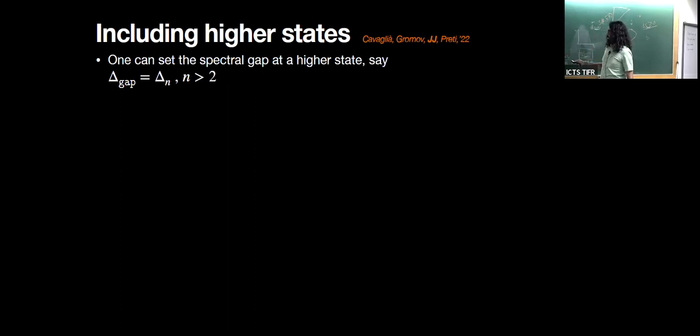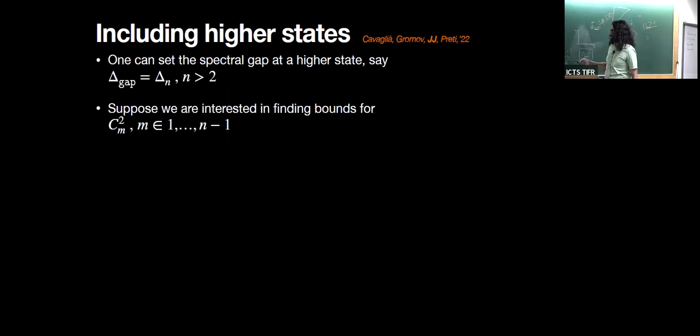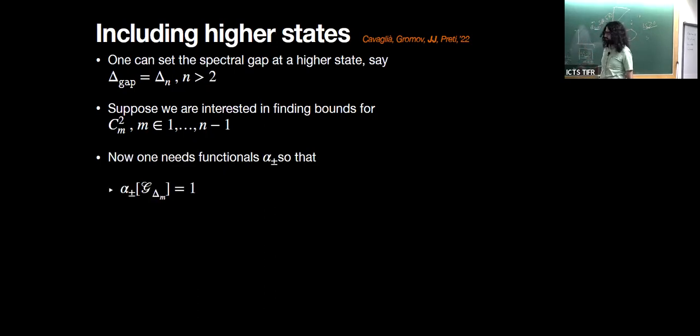So one can set the spectral gap to a higher state, let's call it delta n, where n is greater than 2. And suppose we're interested in finding the bounds not for C1, but for some other Cm, where m is between 1 and n minus 1. Essentially the same procedure works, we just need to do one extra thing. We are again looking for the same functionals. The same functional acting on the particular state which we want should give plus or minus 1. It should be greater than 0 after the gap.